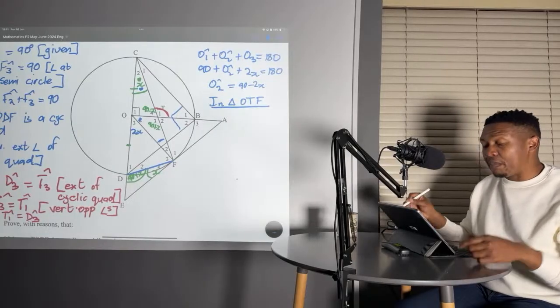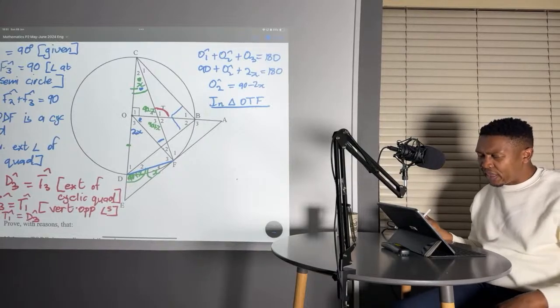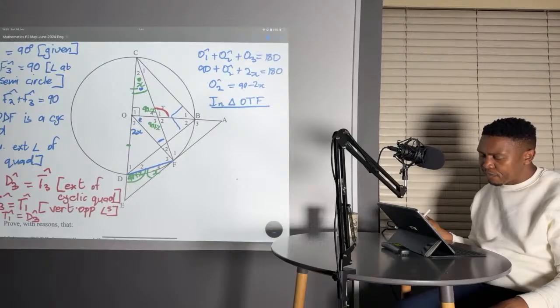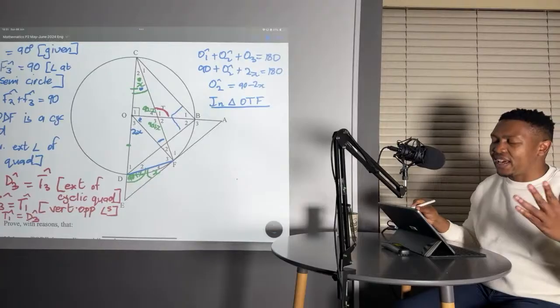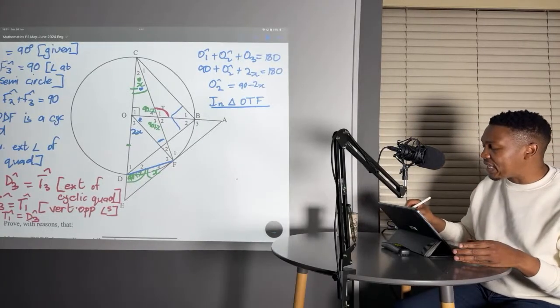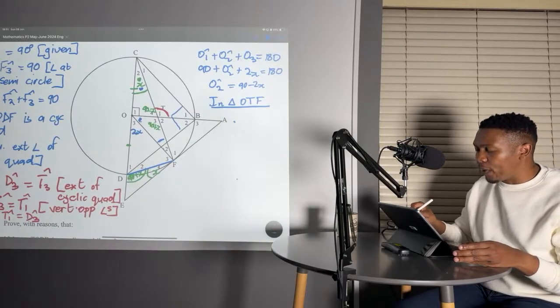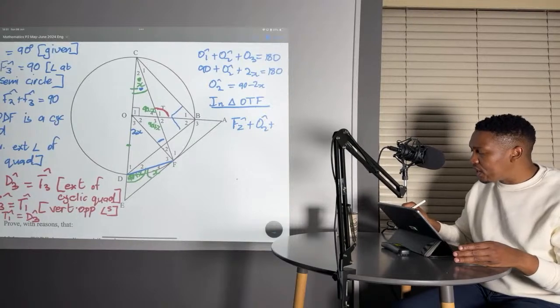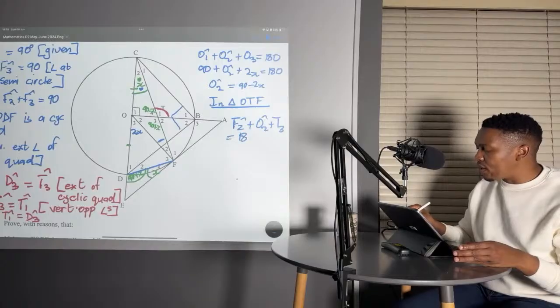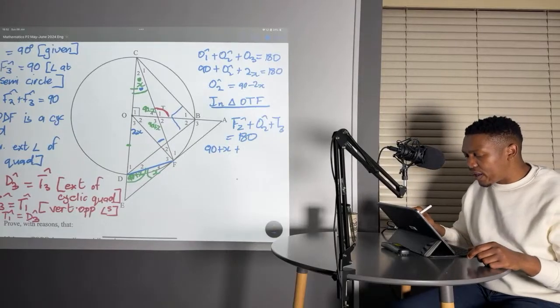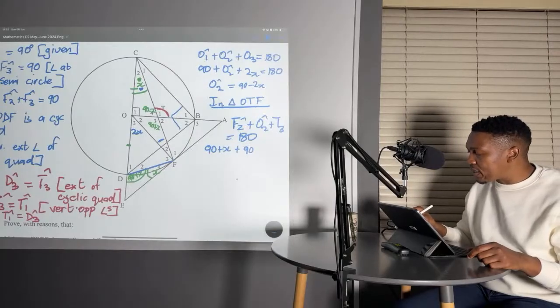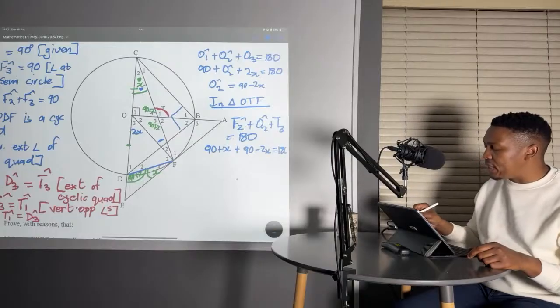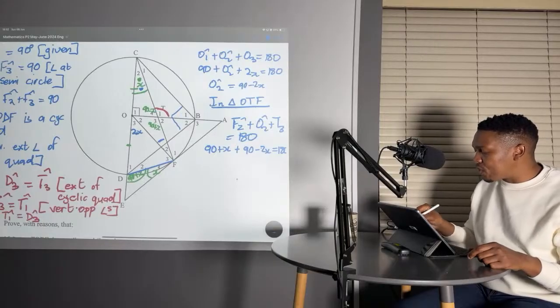In triangle OTF, I'm sure there maybe is another way that we could have done this a little bit more easier. Yeah, in fact, now that I look at it, there was another way, but nonetheless, I've already committed to this one. For me to do that would only be complicating things. So now to find F2, F2 plus O2 plus T3 would be equal to 180. So that means I've got 90 plus x plus O2, which is 90 minus 2x, that's equal to 180.